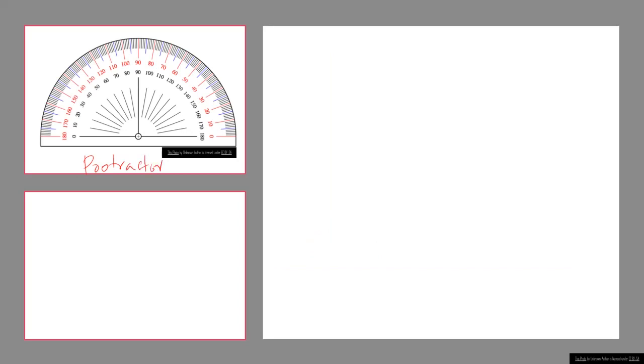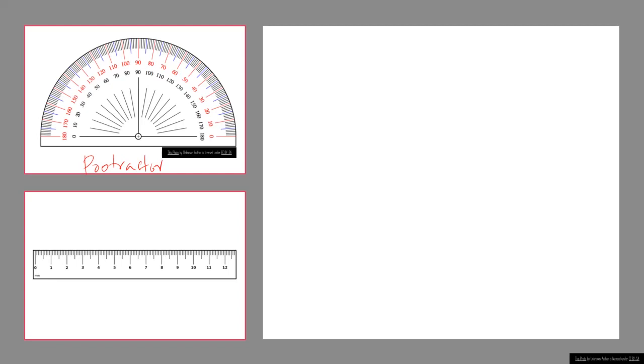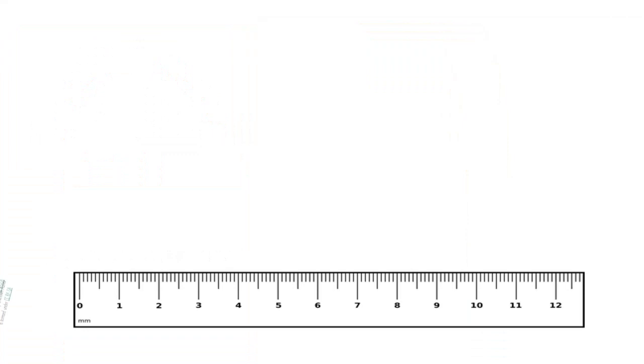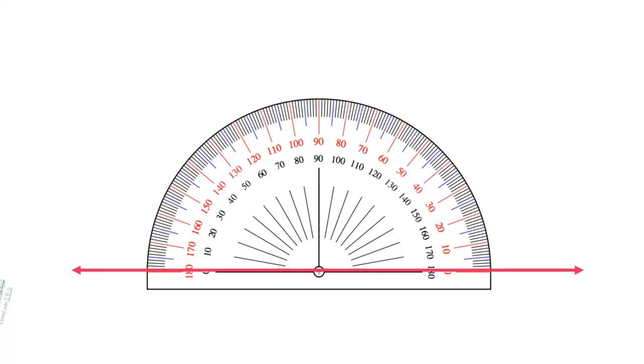A protractor has a measurement of 90 degrees, that you know, and you need a ruler and pencil. You will be drawing a perpendicular using a protractor also. For that you should draw a line first, just like before, and decide where to make the 90 degree or a perpendicular.